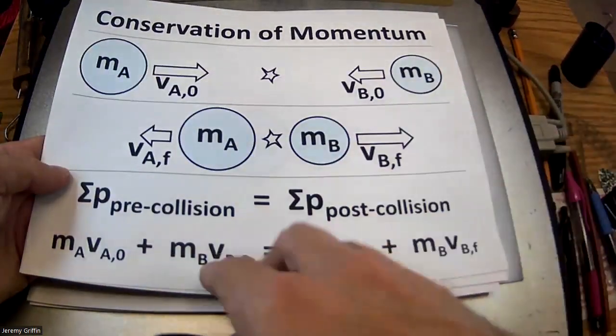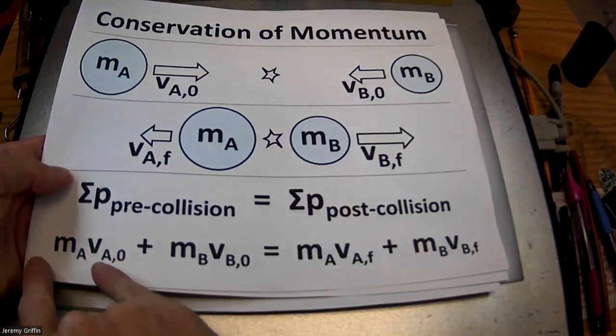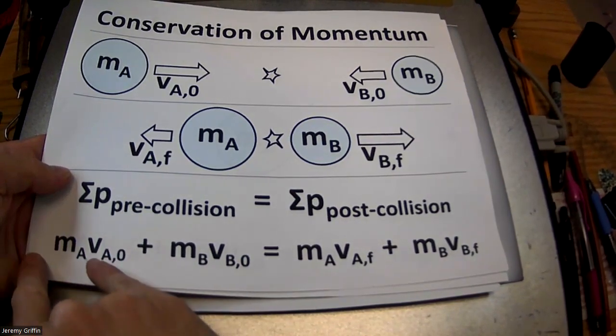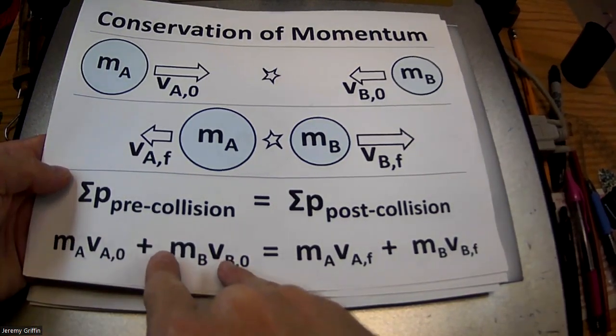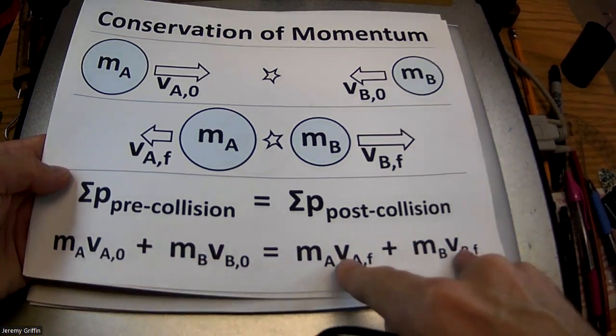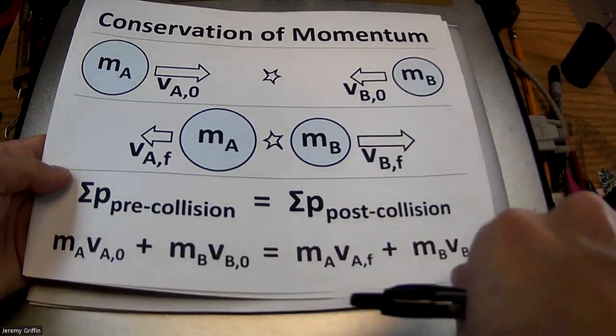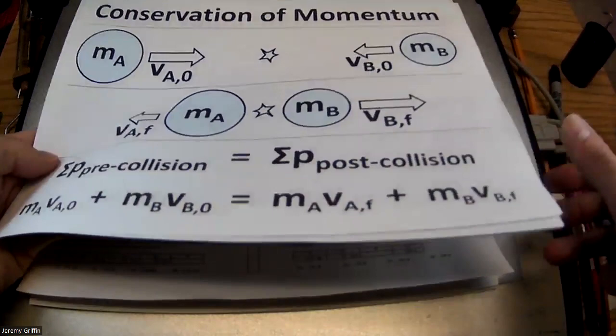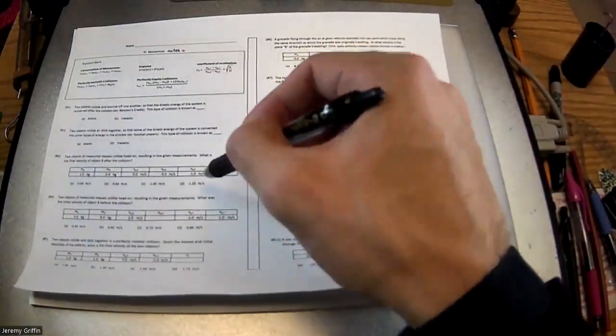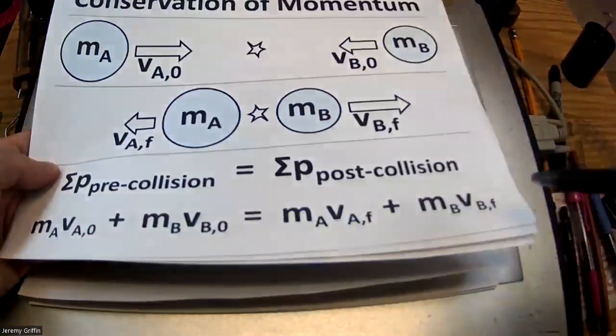This is all in one dimension. I'm not going to do anything in 2 dimensions, so don't worry about that. But everything's just in a straight line, head-on collisions. Mass times velocity for the individual bits. Add them together before the collision, after the collision, they have to equate. If you know a number of things, you can solve for stuff. Okay, that was like number 3 and number 4, just straight general conservation of momentum.